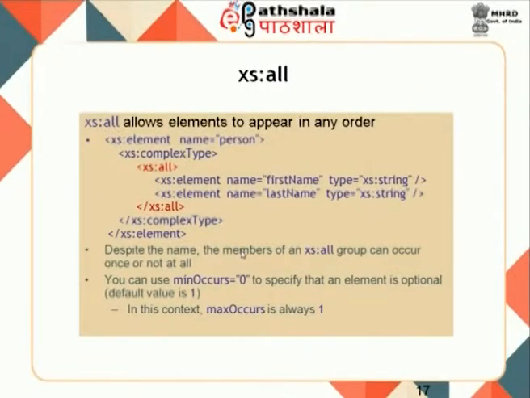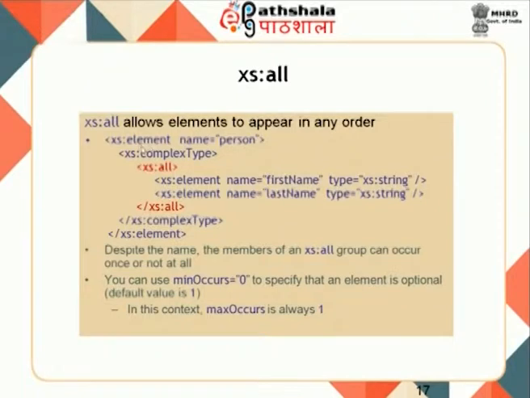How do we use the keyword all? This allows elements to appear in any order, but all the elements should be available in the person element. So the same case here, the person element is defined as a complex type. Instead of sequence, you have used all. So here it means that the members of the group can occur once or not at all. Despite the name, the members of an all group can occur once or not at all.